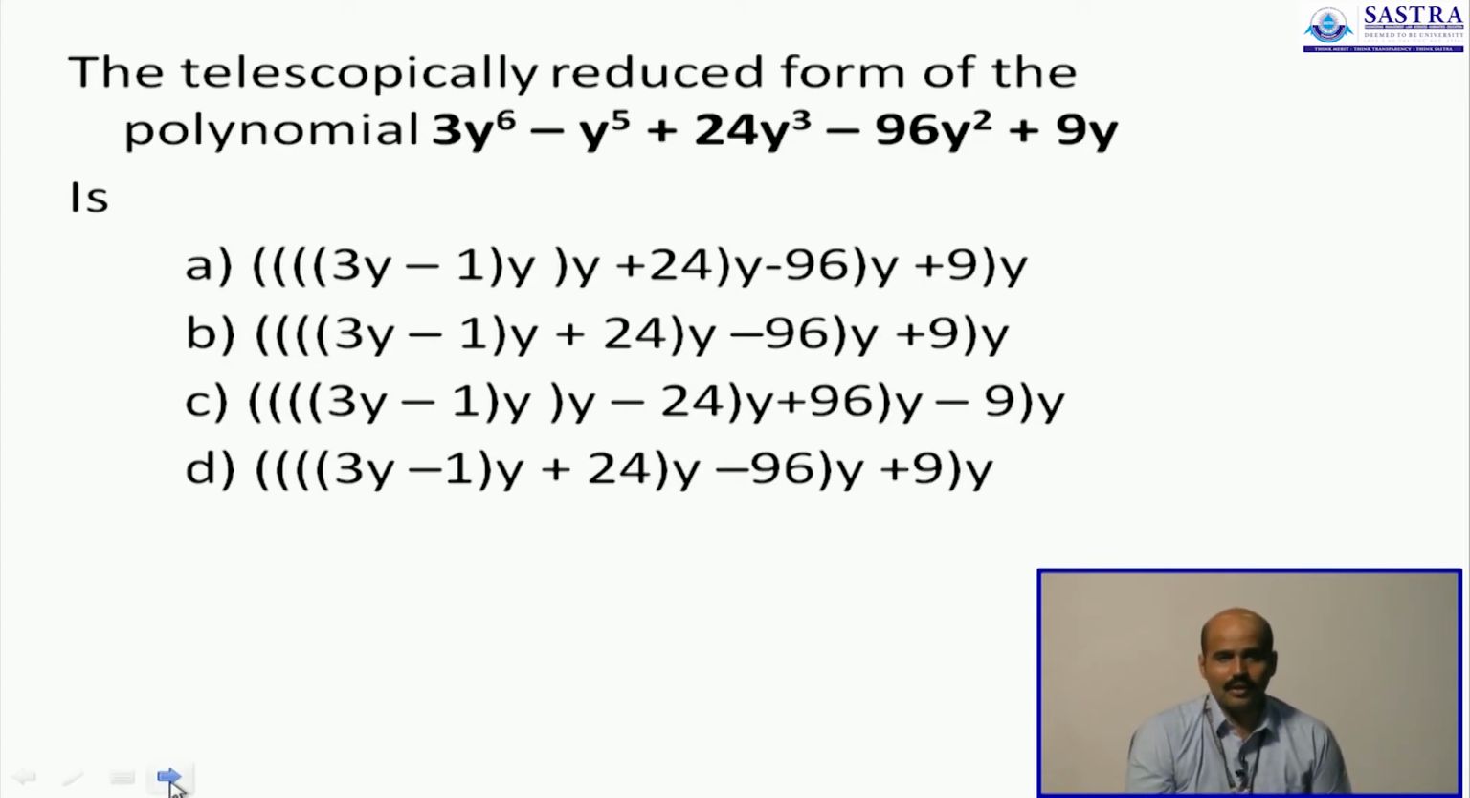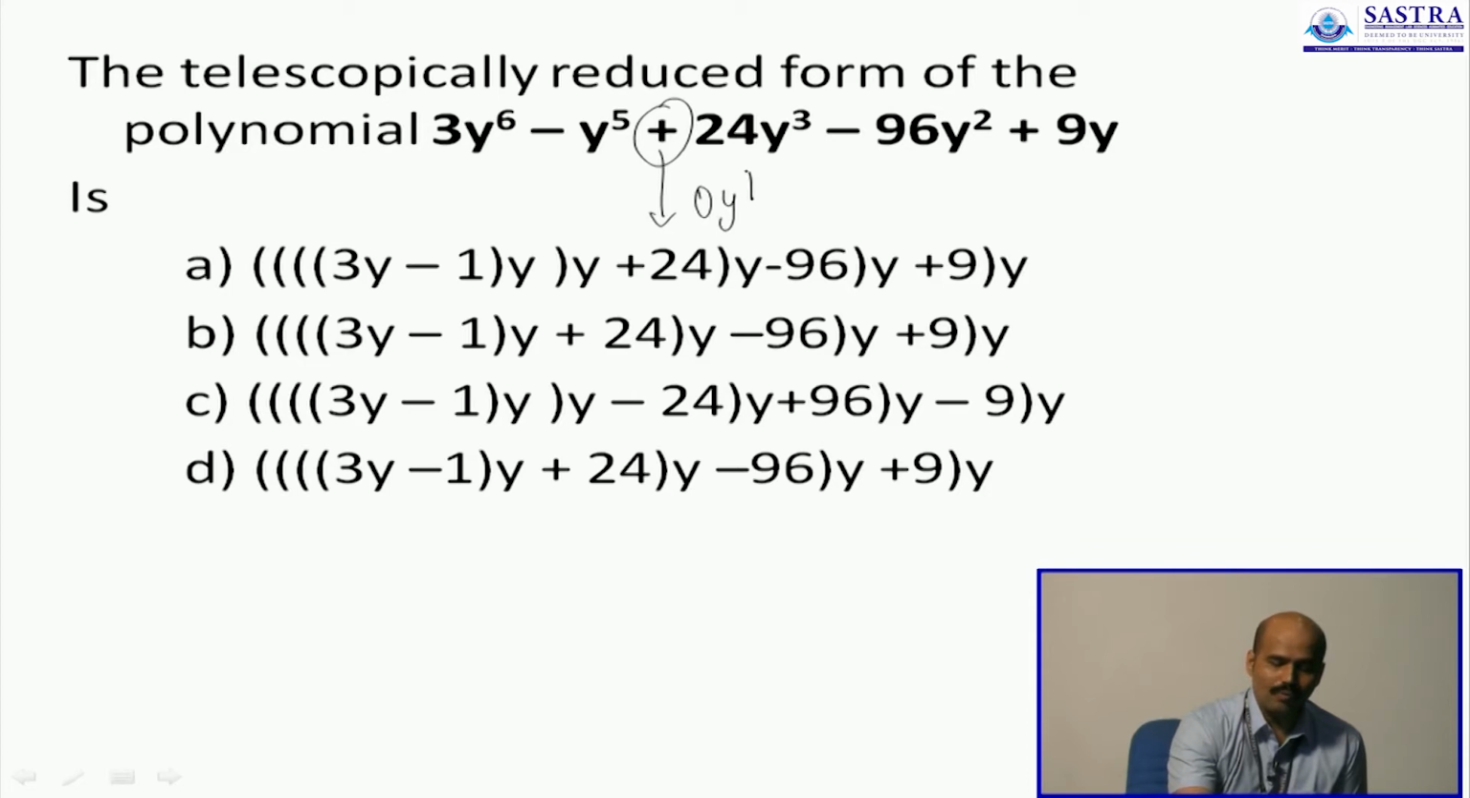Next one is again a polynomial of order 6 this time. It's not a 5, this is 6. 3y power 6 minus y power 5 plus 24y cube. That's the problem. You don't have a y power 4. A y power 4 is missing. You will account for that, so you will just have to write 0 y power 4.